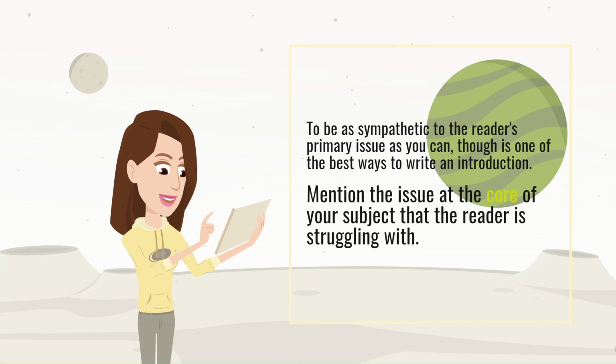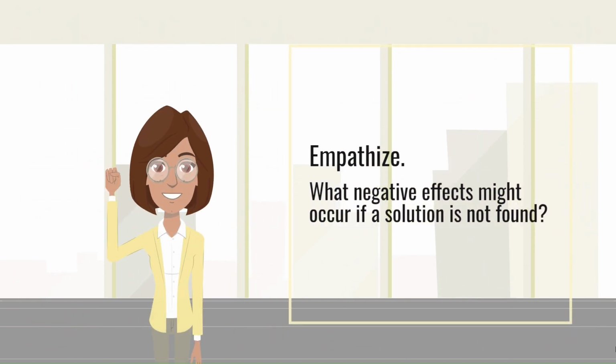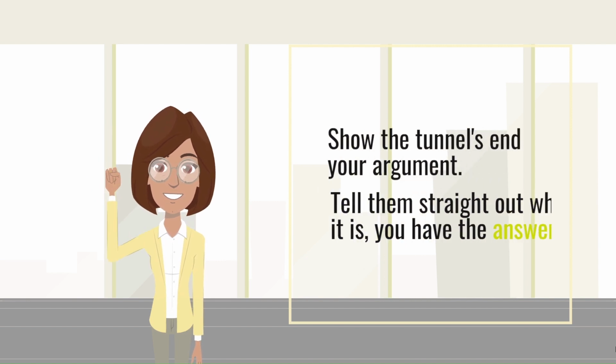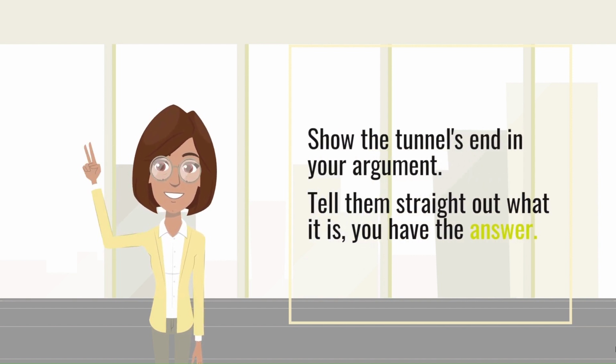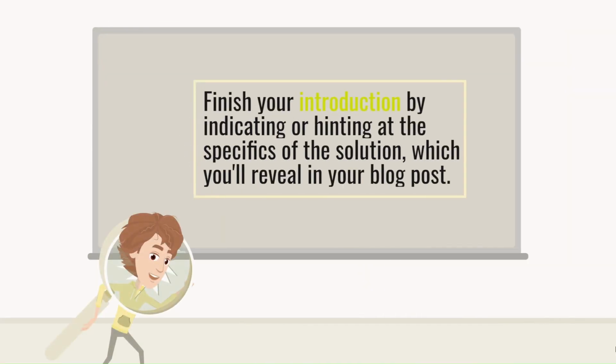To be as sympathetic to the reader's primary issue as you can, though, is one of the best ways to write an introduction. Mention the issue at the core of your subject that the reader is struggling with. Empathize. What negative effects might occur if a solution is not found? Show the tunnel's end in your argument. Tell them straight out that you have the answer. Finish your introduction by indicating or hinting at the specifics of the solution, which you'll reveal in your blog post.